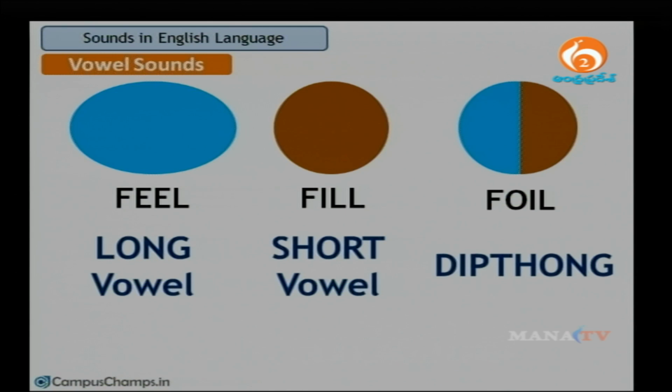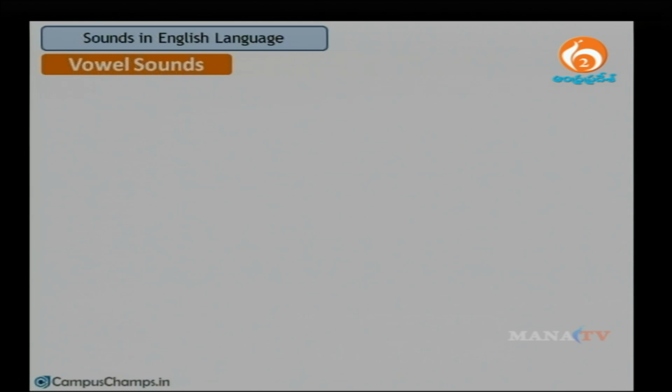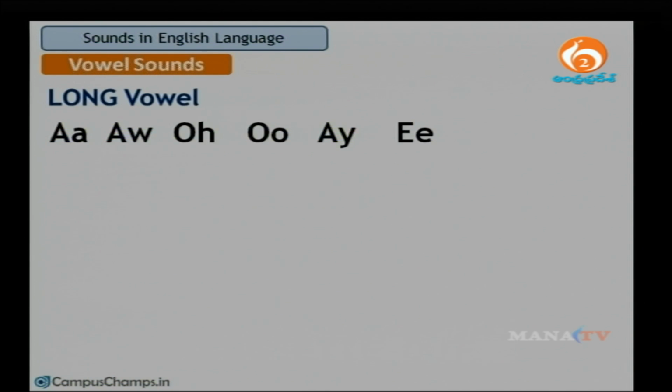Now we have 6 long vowel sounds, 6 short vowel sounds and 3 diphthongs. Let's take a quick look. The long vowel sounds are a, o, u, e, e. I repeat, please do repeat after me. A, o, u, e, e.